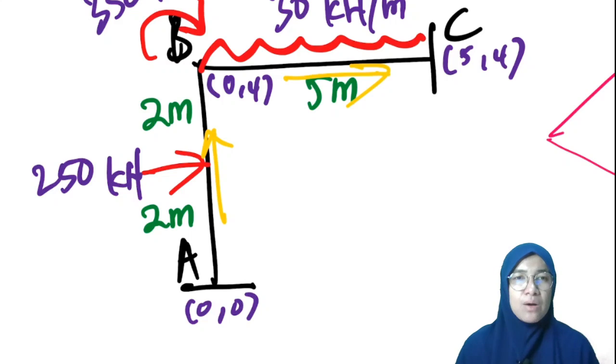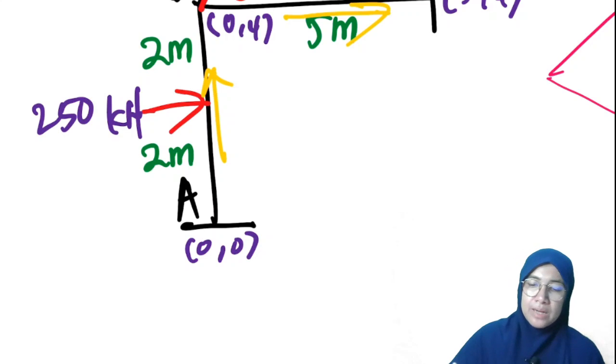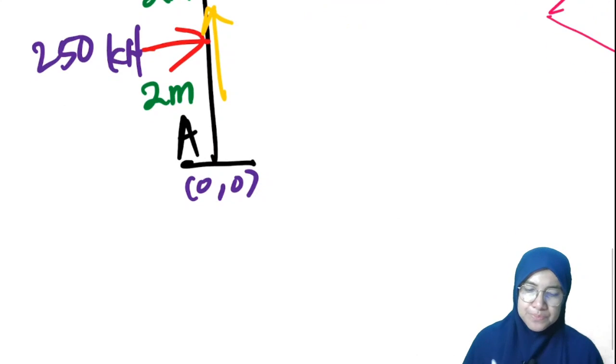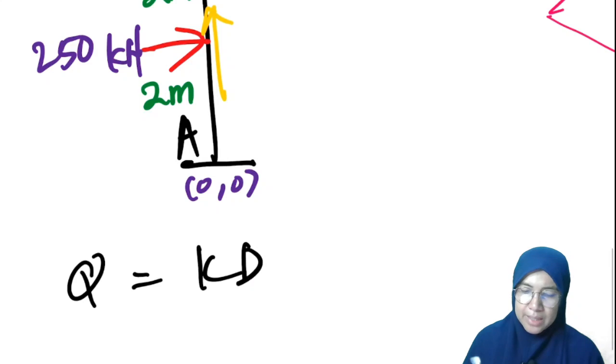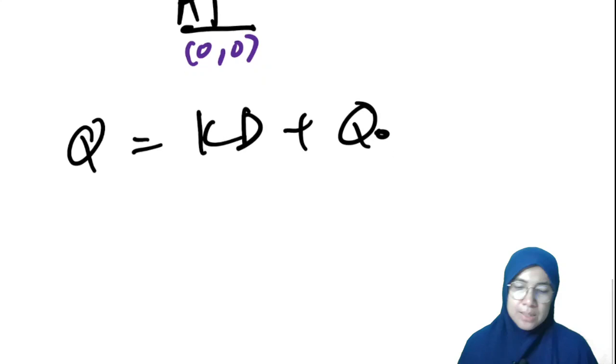And in frame, since all members normally have loads, okay, such as member BC subjected to UDL and member AB subjected to a point load at the middle of the member. So the formula to calculate the unknown displacement in this frame, okay, the formula is Q is equal to KD plus Q naught. Q is equal to KD plus Q naught.